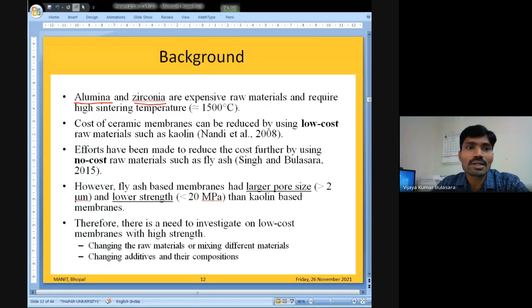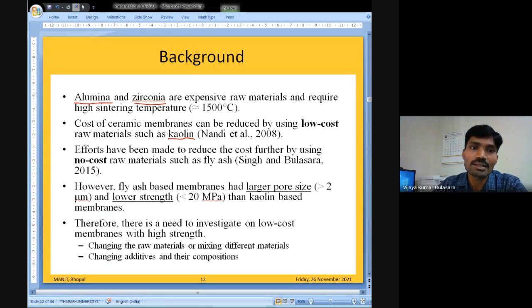Also, the cost of ceramic membranes can be reduced by using low-cost raw materials such as kaolin. Kaolin is a low-cost clay mineral. Its cost is only 5% of the cost of alumina or zirconia. Therefore, kaolin is widely used for preparing ceramic membranes, especially on laboratory scale for the microfiltration process.